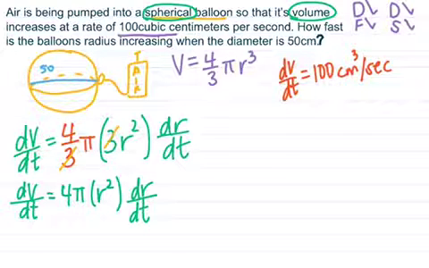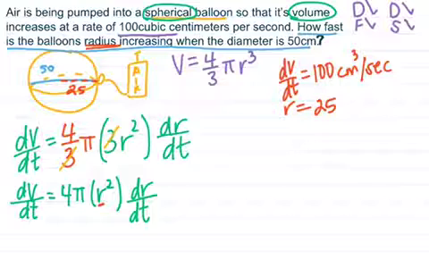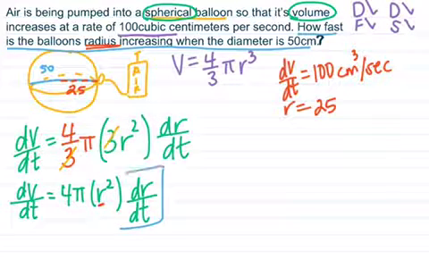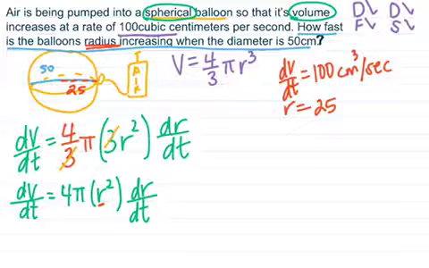Then it says how fast is the balloon's radius increasing when the diameter is 50. So notice that they gave us the diameter. They didn't give us the radius, which we need so that we can solve this equation. But recall that if we have the diameter, then the radius is simply just half that. So that would mean that the radius is going to be 25. And then, of course, the question wants to know how fast the balloon's radius is increasing, which is dr/dt. That is what that part is talking about. So let's go ahead and make our substitutions and then solve.